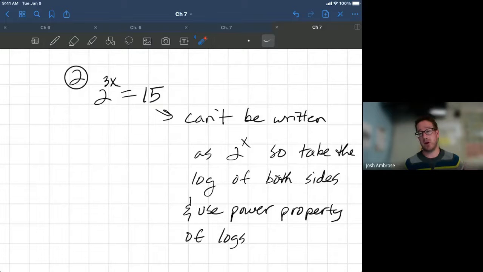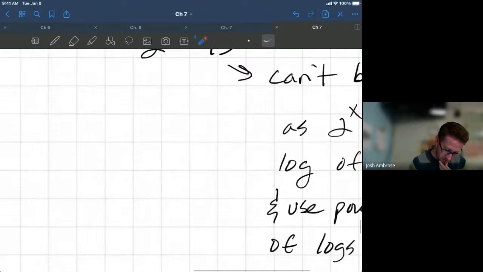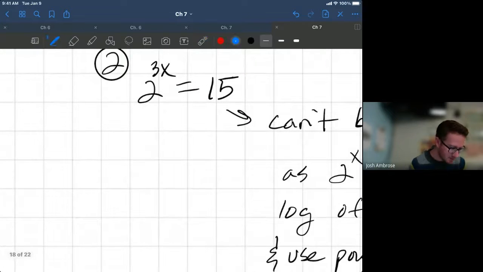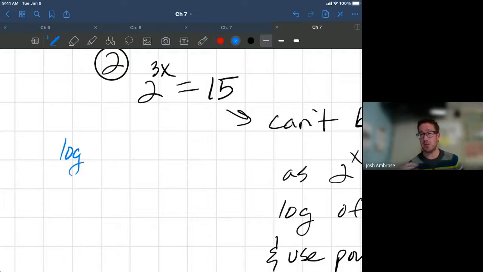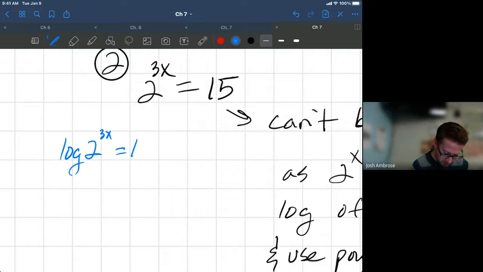We're going to have to take the log of both sides, and then we can use the power property of logs. Okay, I think we can zoom in a little bit now. This can be rewritten as having both of them with a log base 10. All right, so let's rewrite this. We're going to say log. Remember, if I don't write a base, it's always a base 10. And now this is going to be log 2 to the 3x equals log 15.